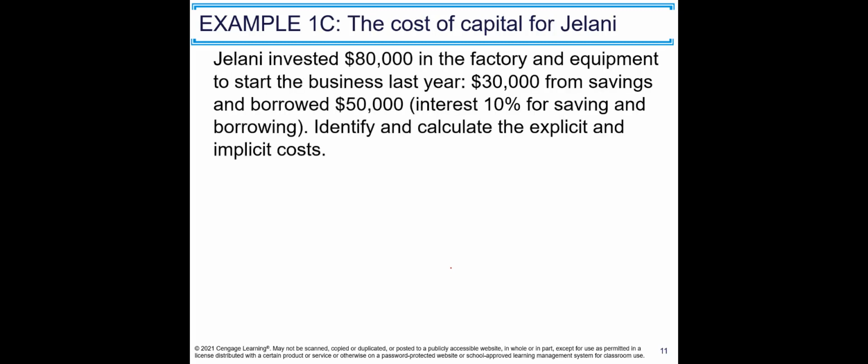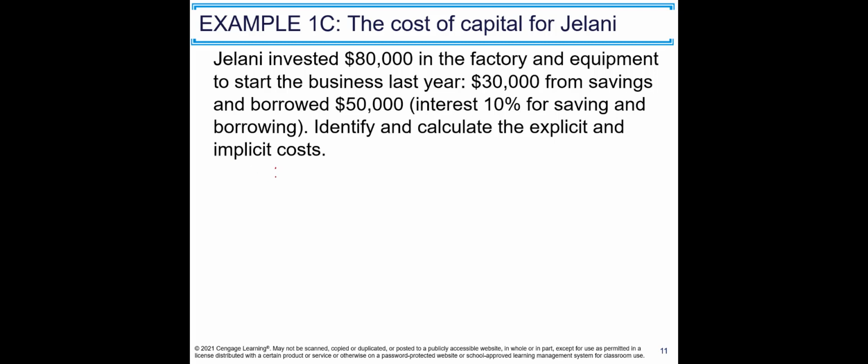Let's see another example of an implicit cost. Jelani invested $80,000 in the factory and equipment to start the business last year. $30,000 came from savings and she borrowed $50,000. The interest rate is 10% for saving and borrowing. Identify and calculate the explicit and implicit costs.